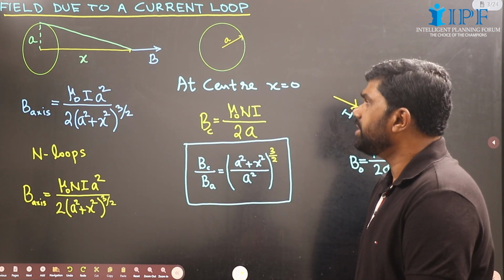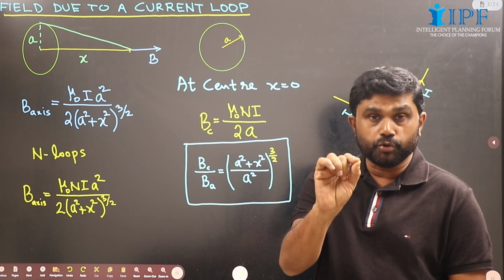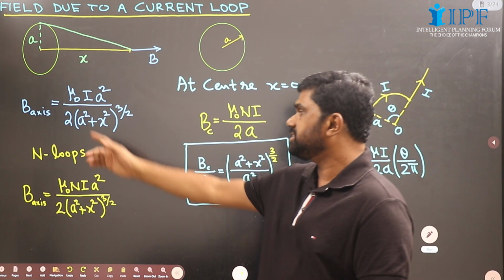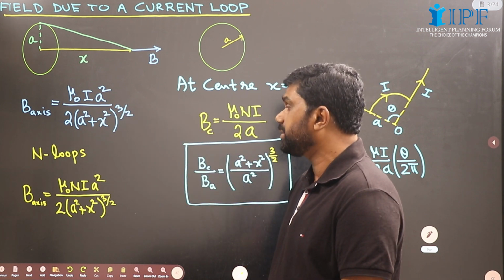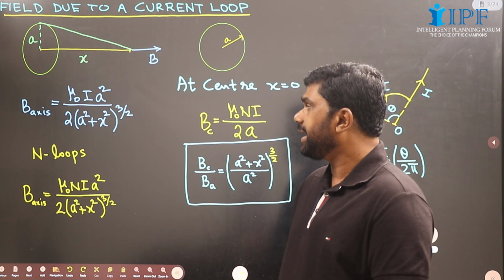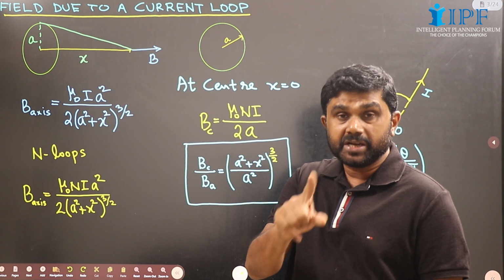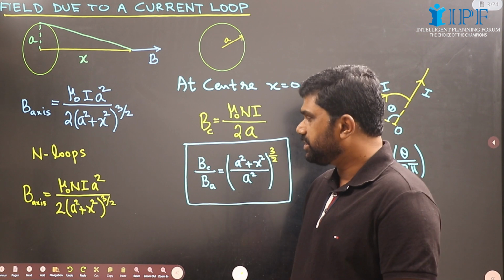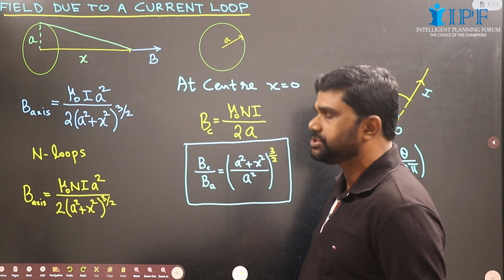Now we have to find the magnetic field intensity along the axis of a circular loop of radius a carrying a current I. This is the intensity of magnetic field along the axis: mu 0 I a square divided by 2 times (a square plus x square) whole raised to 3 by 2. Now, this is the field due to one loop. If there are n loops, we will have to multiply with n. So this is the expression for the magnetic field intensity on the axis due to n loops: mu 0 n I a square divided by 2 times (a square plus x square) whole raised to 3 by 2.